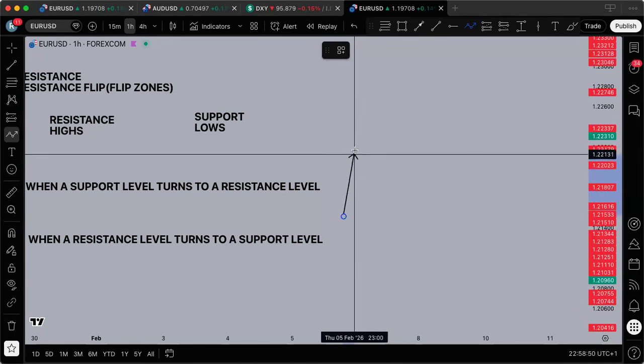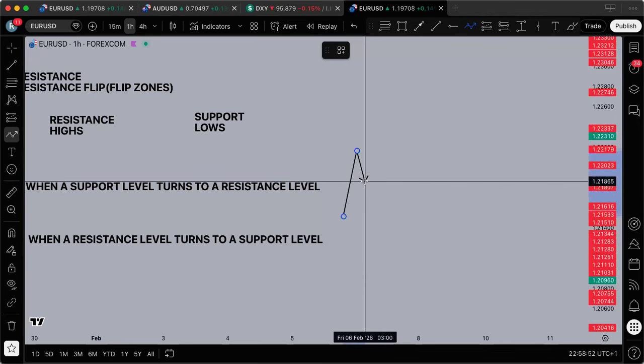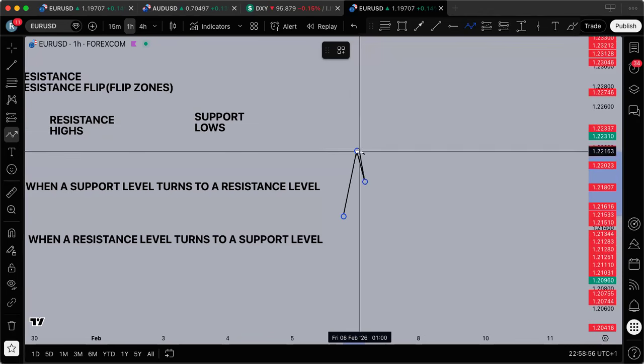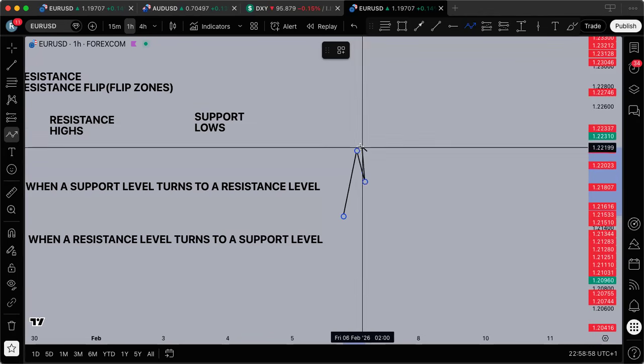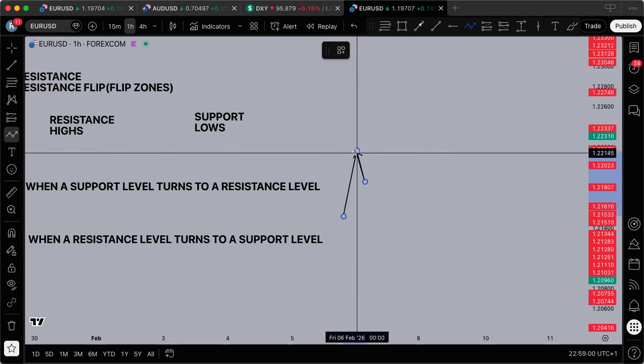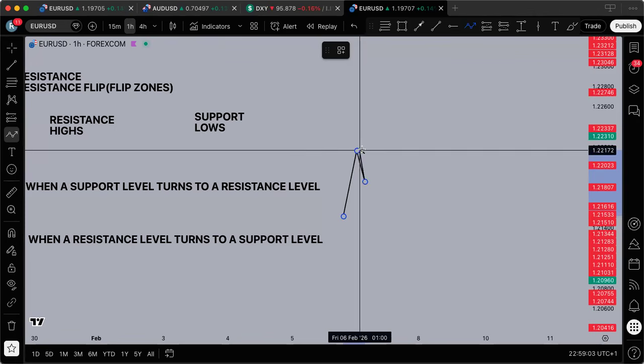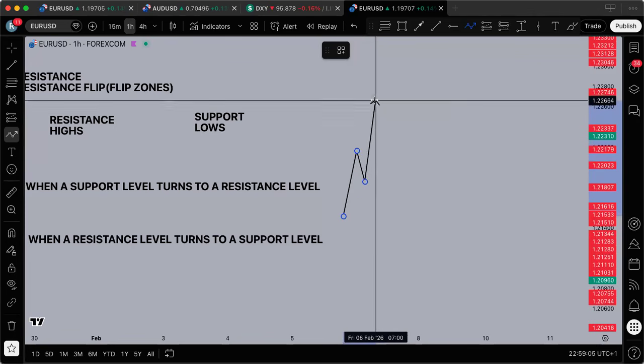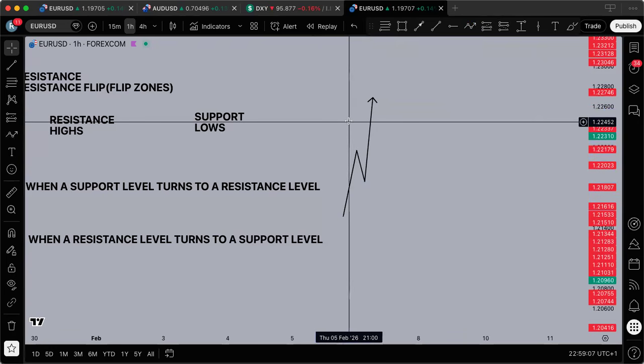We have this high to the upside. We have this higher low. So remember, I told you guys that when we have a break of structure to the upside, that's when the body of a candlestick closes above this previous high to the upside. We have this break of structure.